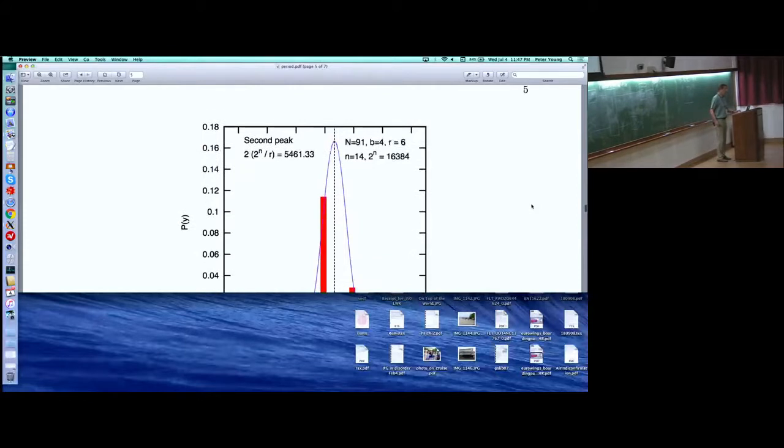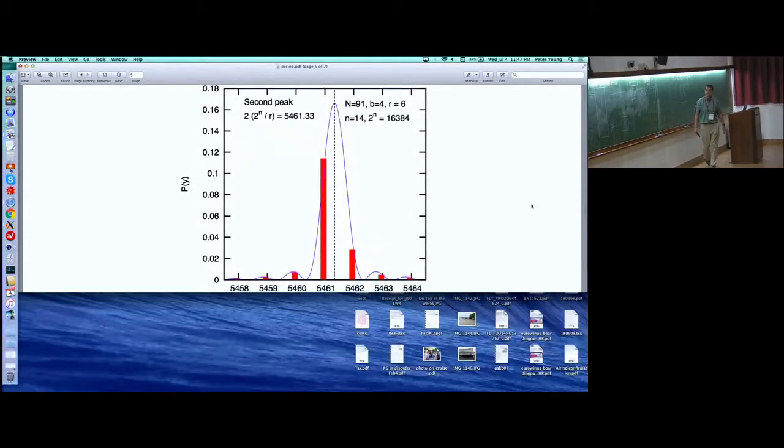So supposing we look at the second peak and blow that up. So these are the integer values of y that you could get out. This dashed line is the second peak. So the peaks are multiples of 2 to the n over r. So this is 2 times 2 to the n over r, which happens to be 5,461.33. And you see the actual probabilities of the integers don't quite land on the peak because this number is not an integer. But you see this one is very big and the others are relatively small.